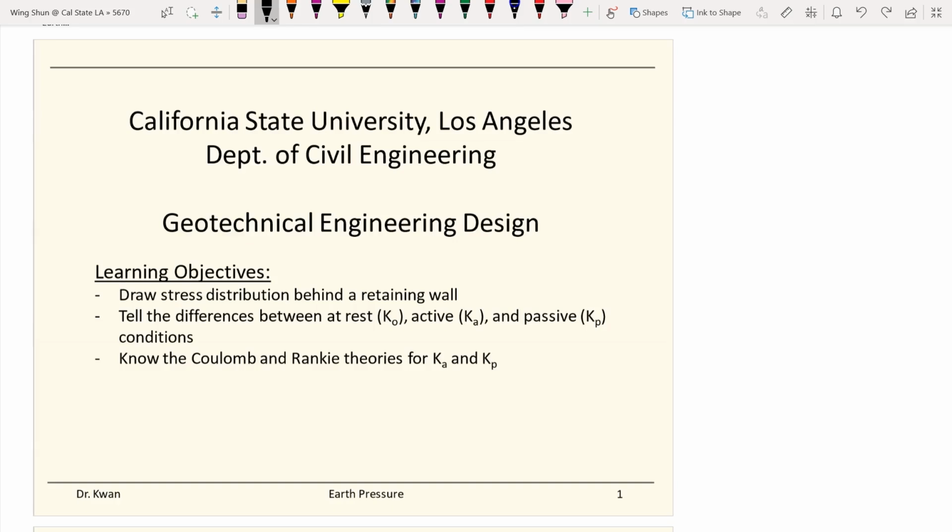And also, the next thing is that we revisit a concept that we learned. We talk about the different Earth pressure conditions: at rest, active, and passive. So we revisit the concept that we learned in CE 467 in your undergrad geotech design class. Lastly, we will introduce how to come up with the parameters Ka and Kp, those active and passive earth pressure coefficients, through the Coulomb and Rankine theories.